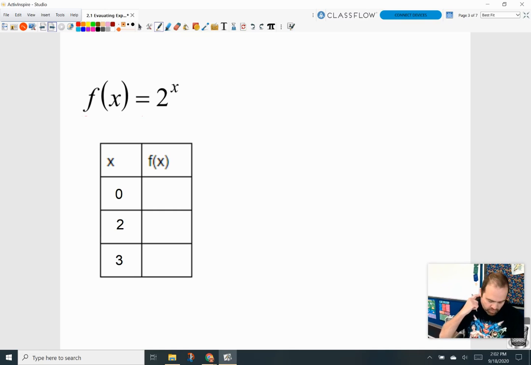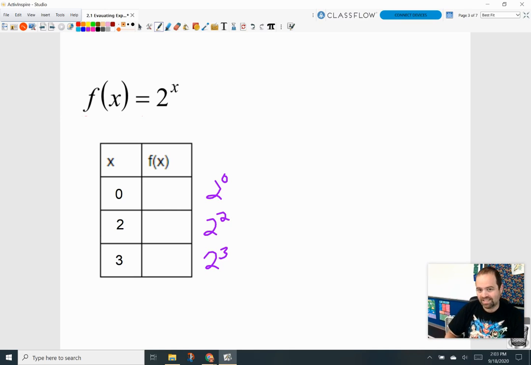So here's the function from the previous page. I've got 2 to the x power, so that means that I'm going to evaluate 2 to the 0 power, 2 to the second power, and 2 to the third power. The nice thing about these is you don't have to have a calculator. You can just work these out by hand. I'm going to take 2 times 2 times 2 a whole bunch of times until I hit the number in my exponent.